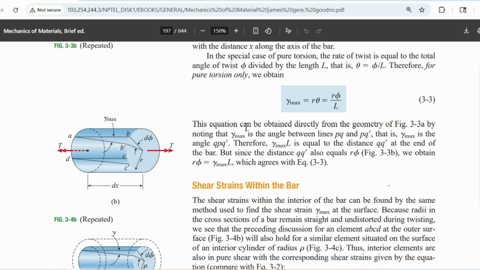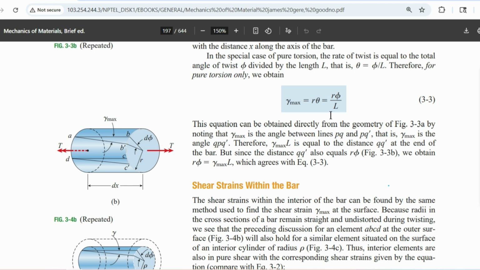So this equation can be obtained directly from geometry. And now, if I throw in this value of 0.004 radians, and I know my radius and I know my length, I can know how much I can twist a chunk of steel. I think that's the first one to do, to be like, hey, we just derived an equation.